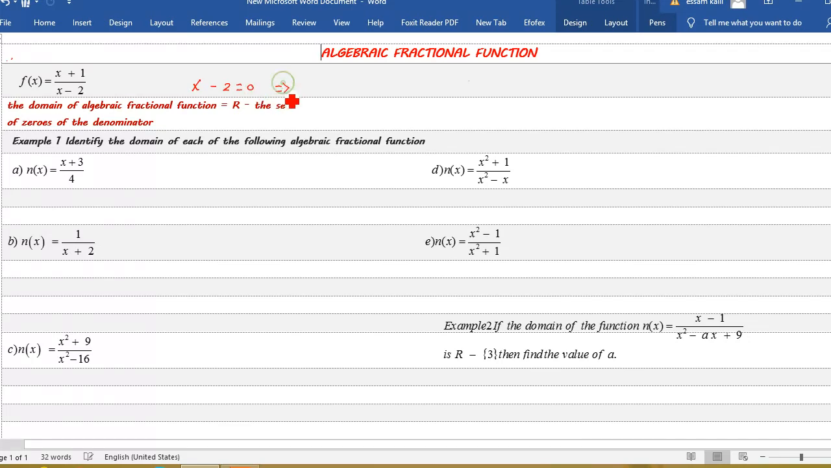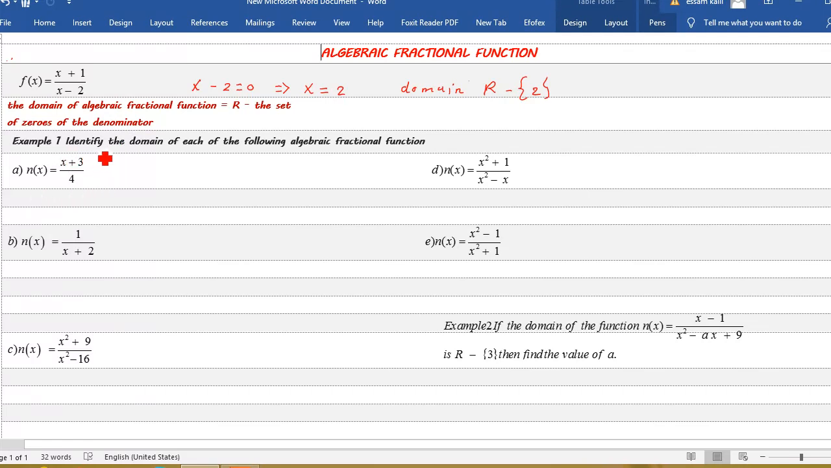يبقى then x equal what? 2. The domain of this function equal what? يبقى domain equal R difference what? Different 2. The domain of the function equal R different the sets of zeros of the denominator.